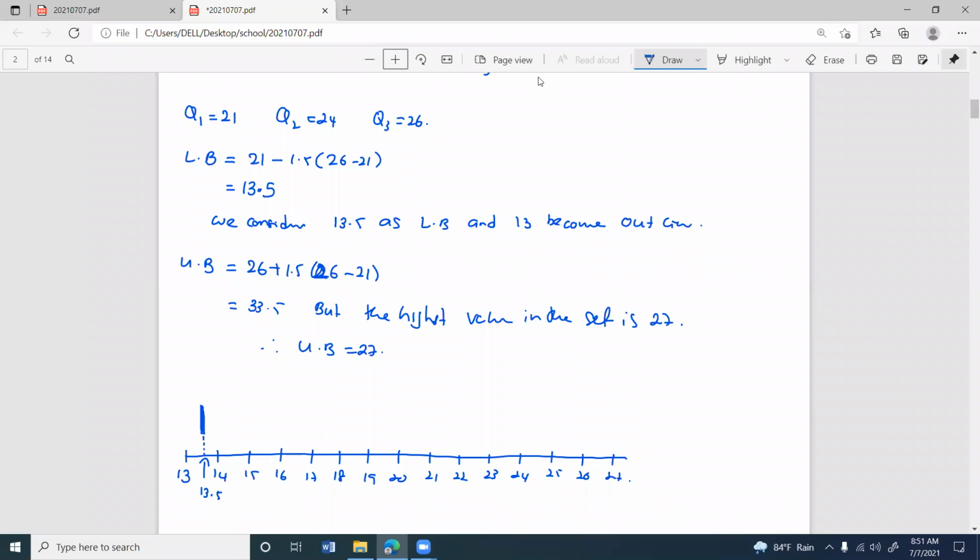Q1 is 21, it's here. Q2 is 24, it's here. Q3 is 26, it's over here, and the upper boundary is 27. So you can mark it. This is the way.